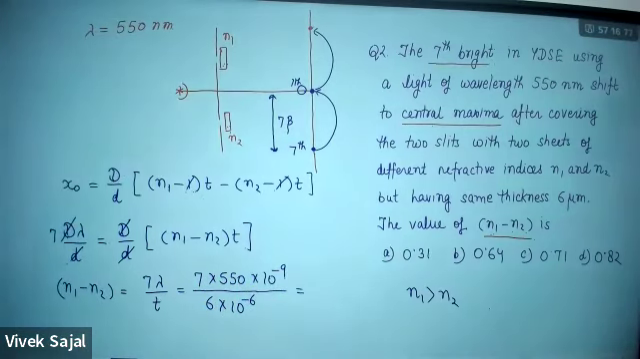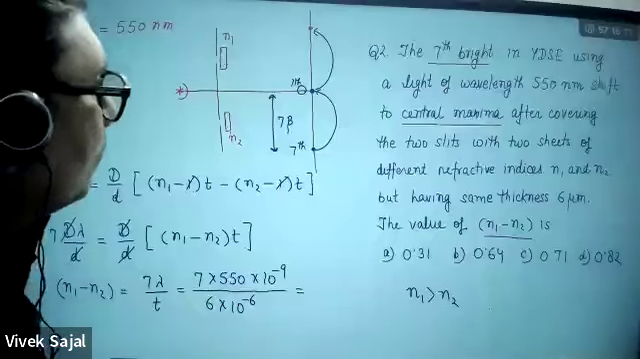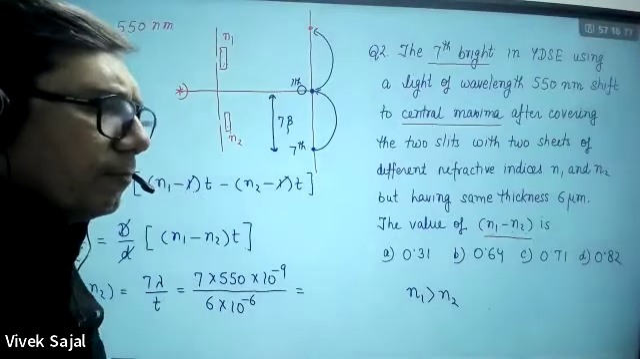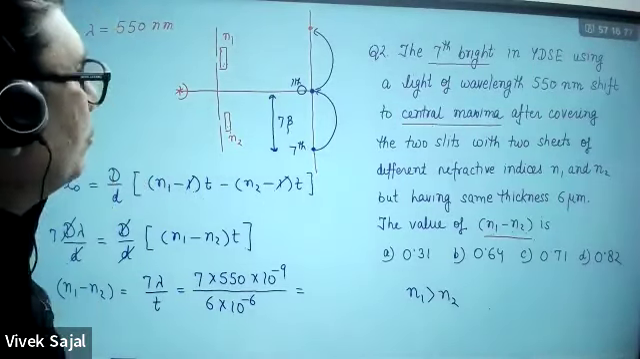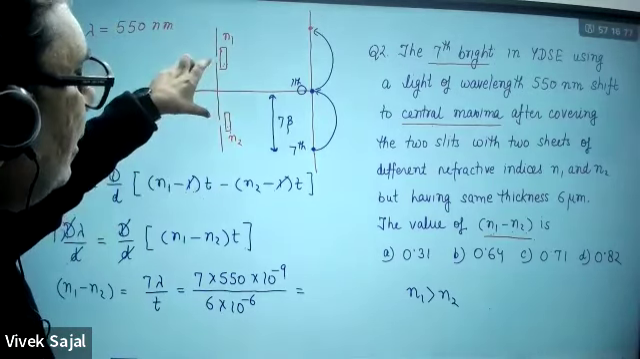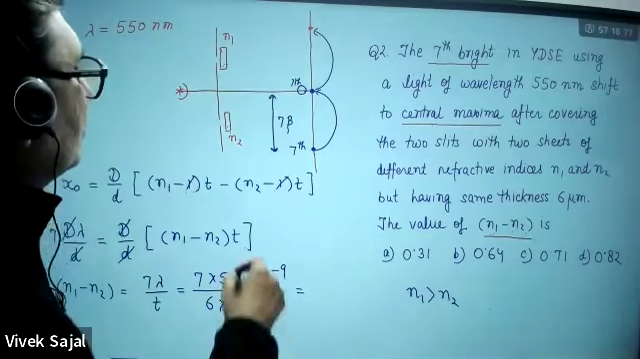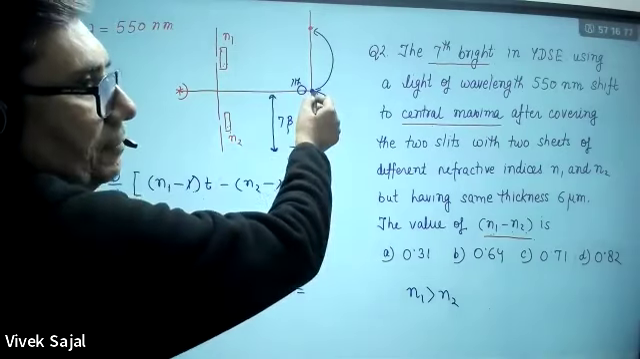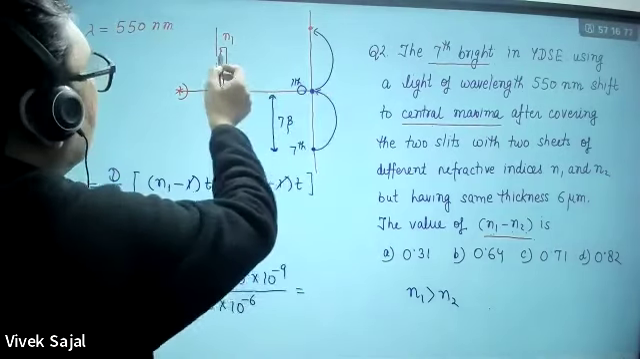What will be the value of n1 minus n2? Yes, beta? I have a doubt, like why we did not add up those extra parts? They were introduced in the last class, I have discussed. Okay, actually you are interested in finding the path difference. Okay? Try to understand.